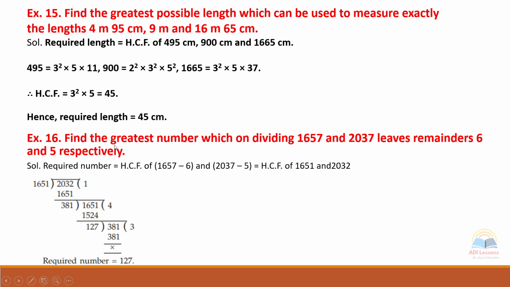So ఈ విధంగా గ్రేటెస్ట్ నెంబర్ విచ్ డివైడ్స్ అని టూ నెంబర్స్ ఇచ్చేసి లీవ్స్ ద రిమైండర్ అని ఇస్తే ఇచ్చిన నెంబర్స్లోంచి ఆ రిమైండర్ని కట్ చేస్తే వచ్చే నెంబర్స్కి హెచ్సిఎఫ్ ఫైండ్ చేస్తే అది రిక్వైర్డ్ నెంబర్ అవుతుంది.